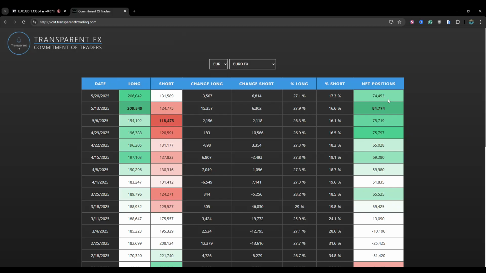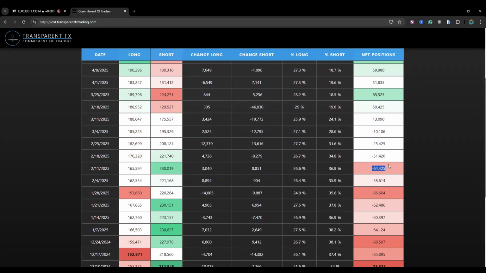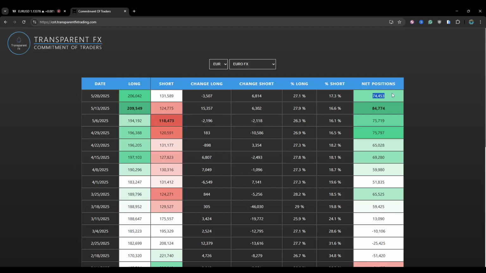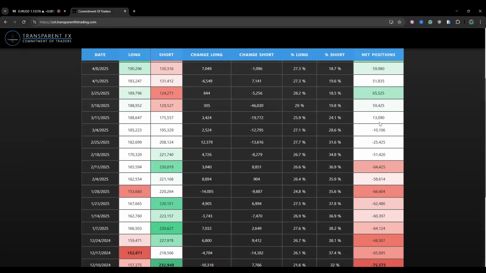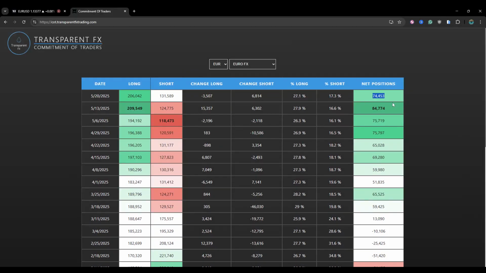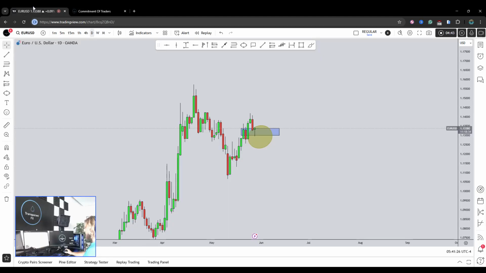And we can see how with the last reports, net positions have been massively increased. We went from minus 64K to plus 74K net positions. So we had a complete inversion from a negative net positioning with more shorts than longs to now a positive net positioning with more longs than shorts, making Euro USD much stronger from an institutional perspective, because now institutions are positioned much more to the bullish side for this market with more longs than shorts.